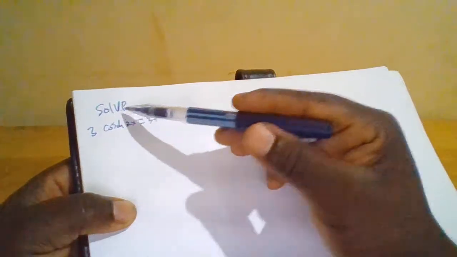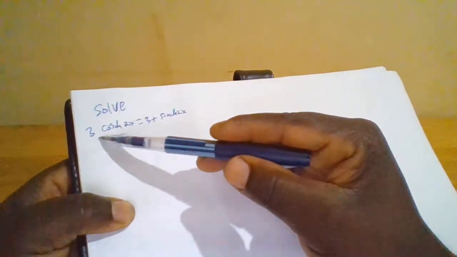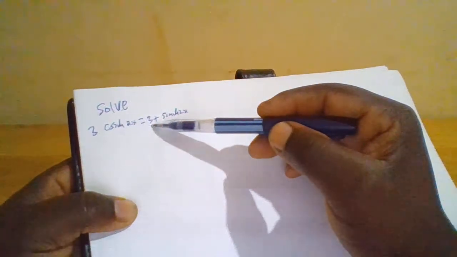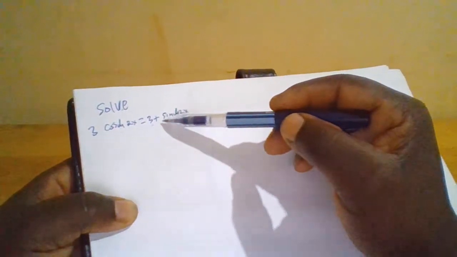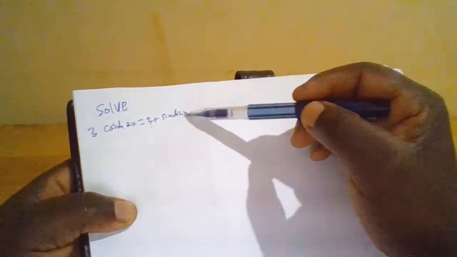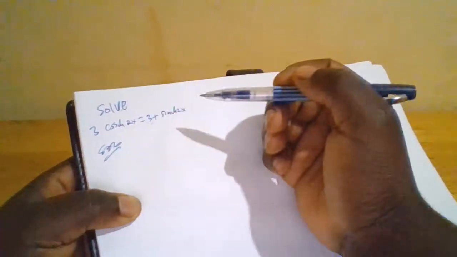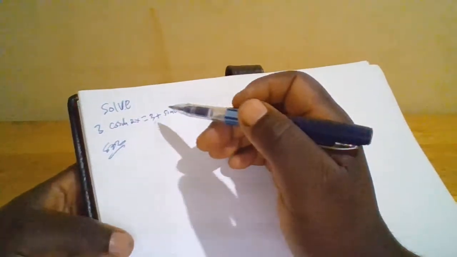They want us to solve 3 cos 2x equals 3 plus sin 2x. Solution.